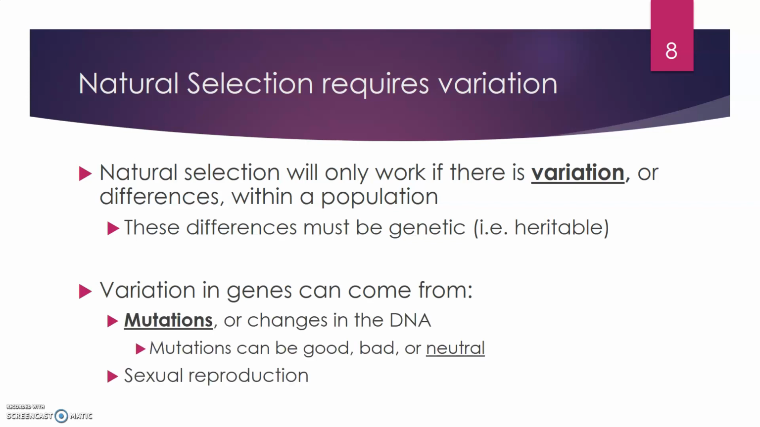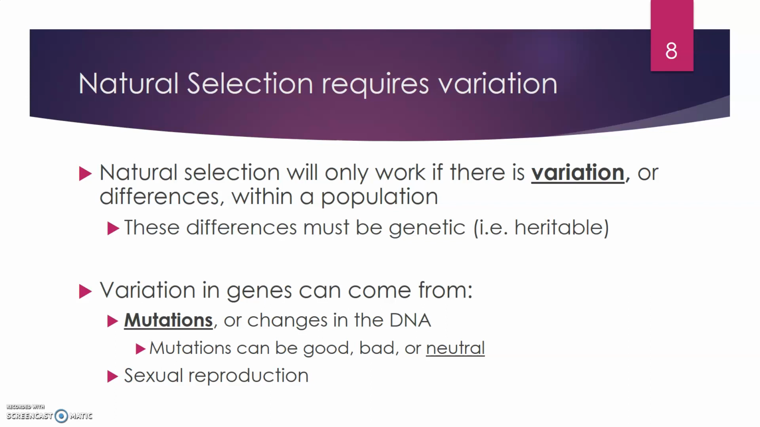And variation in genes can come from two places. Most of the time, the variation in genes comes from what are called mutations or changes in the DNA. And mutations can be good, they can be bad, or they can be neutral and have no effect. Most mutations are neutral, which is why that statement is underlined here. But some mutations are good and they can confer beneficial advantage, and others are negative, and they can result in death of an organism. And so these mutations provide some variation on which natural selection can work.